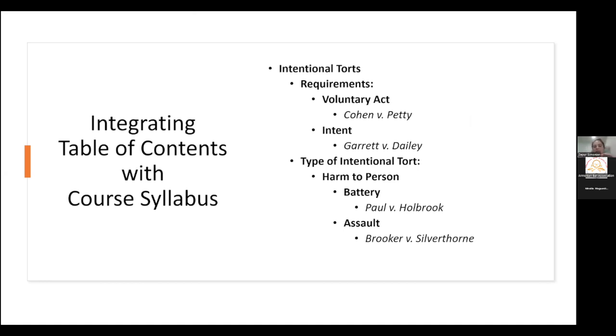Then what I have to see is, what exactly do I have to learn about intentional torts? When I integrate the table of contents and core syllabus, what I learn is that no matter what type of intentional tort it is, meaning whether it's battery, assault, false imprisonment, trespass to land, trespass to chattel, all of those torts must have a voluntary act and an intention or intent. So what this portion is doing here up on top is telling me, Zepier, before you learn the details of each tort, let me teach you the basic foundation of torts. And we're going to start off with Cohen, transition to Garrett.